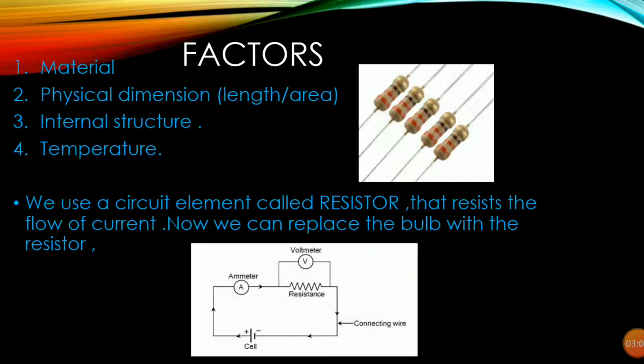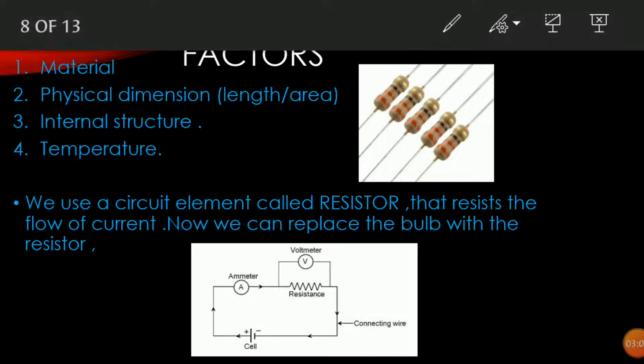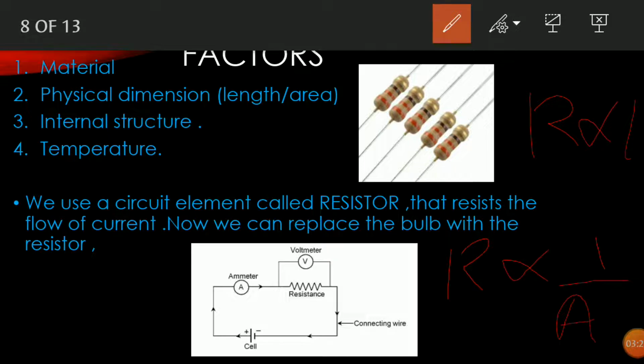As the length of the conductor increases, the resistance also increases. This tells us that resistance is directly proportional to length. And area. As the area of the conductor increases, the resistance decreases. This tells us that resistance is inversely proportional to the area of the conductor.